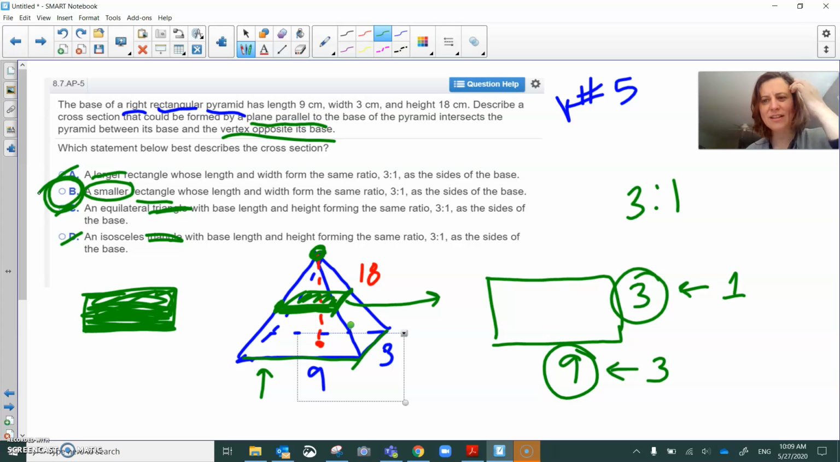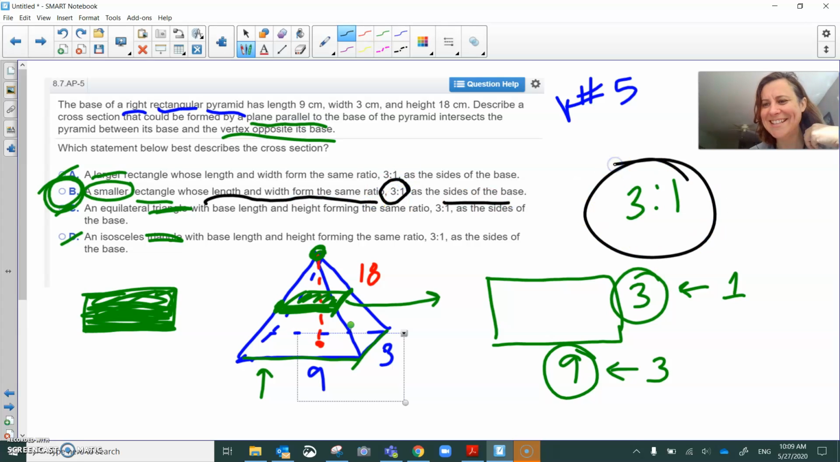And notice I figured that out without actually reading the rest of the problem, because the rest of the problem was what was confusing me. I know it's going to be smaller. I know it's going to be a rectangle. It's automatically B. Let's read the rest of it though, just for fun. Whose length and width form the same ratio 3-to-1 as the sides of the base. Ta-da! Boy, that took 7 minutes. I'll try to make the next one faster.